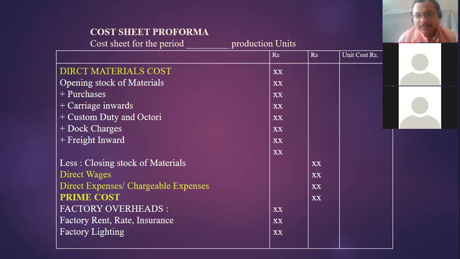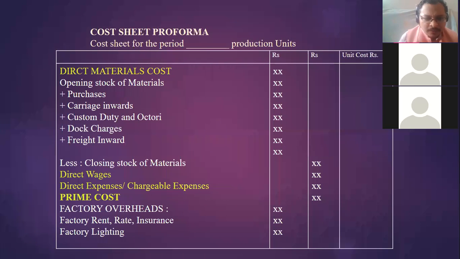In FY BCom we have studied manufacturing final account, raw material consumed, if you remember. So this will help you to get the net direct material or direct material cost. And second element is direct wages.